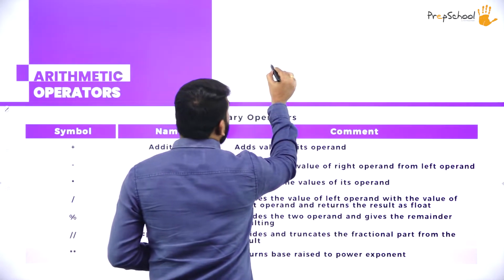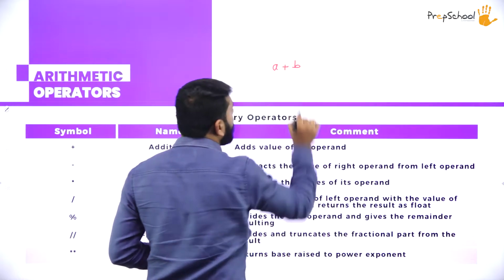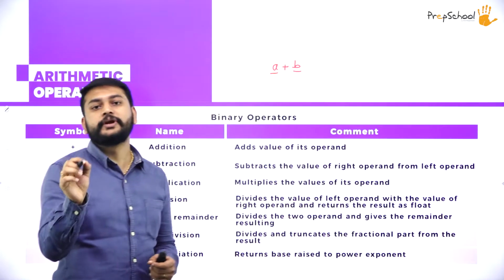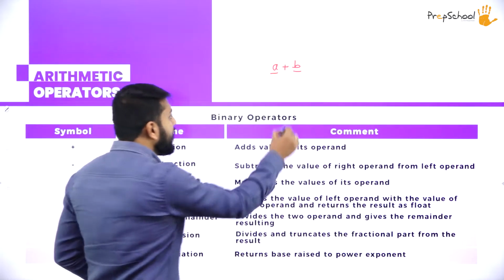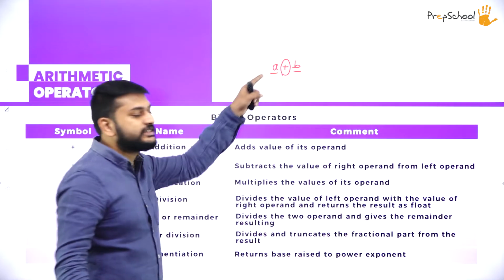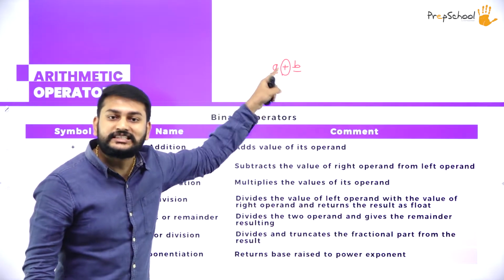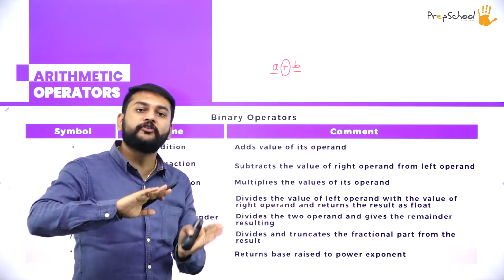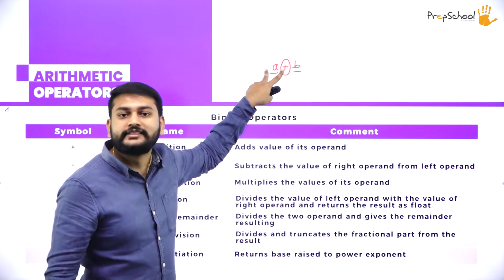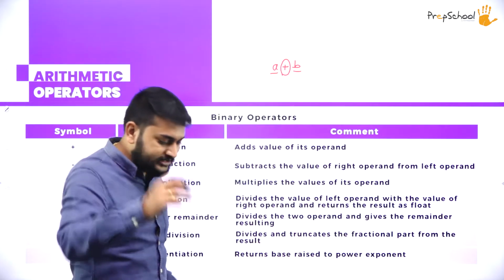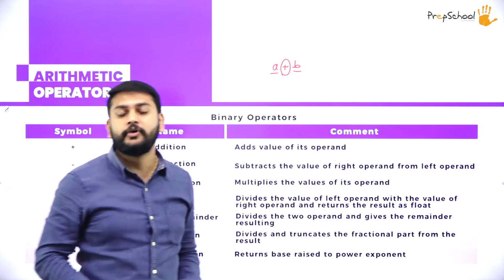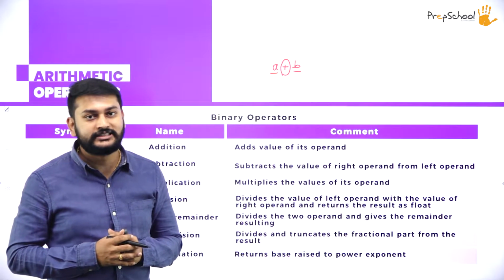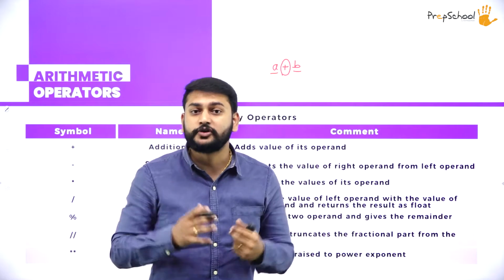Let's say I have A plus B. A and B are operands. In between I have a symbol, which I will call an operator. This symbol indicates or performs some action on these operands. So in short, you have to remember, an operator will initiate some action between two variables. That is what you have to remember with respect to operators.